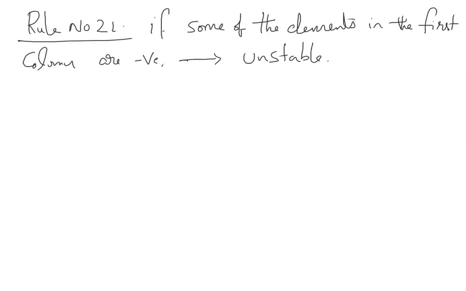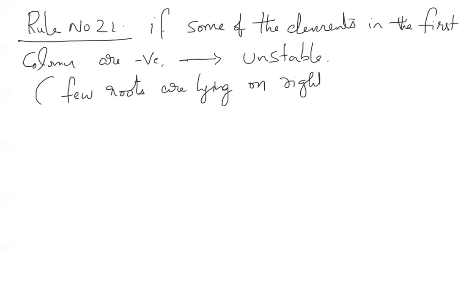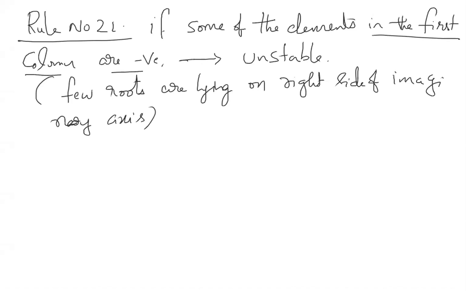What does that mean? Unstable means a few roots are lying on the right side of the imaginary axis. That means if some of the elements in the first column are negative, it is unstable. What is meant by unstable in the Routh diagram is that some roots are lying on the right side of the imaginary axis.